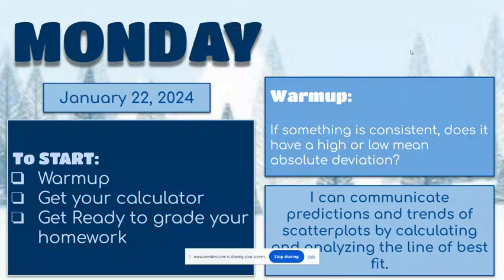Alrighty, so our warm up for today: if something is consistent, does it have a high or low mean absolute deviation? Well, if something is consistent, that means it has low variance. You're doing the same thing over and over and over again. So we're going to say that's a low mean absolute deviation. So low variance, low mean absolute deviation means we're very consistent.